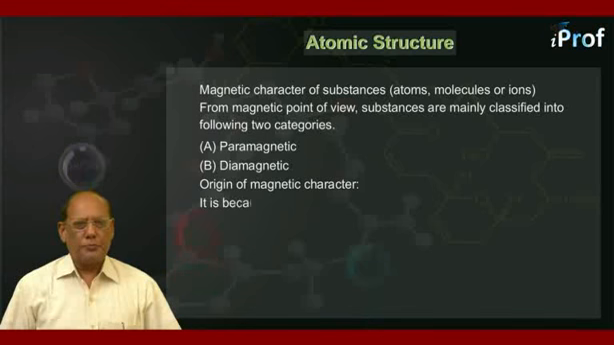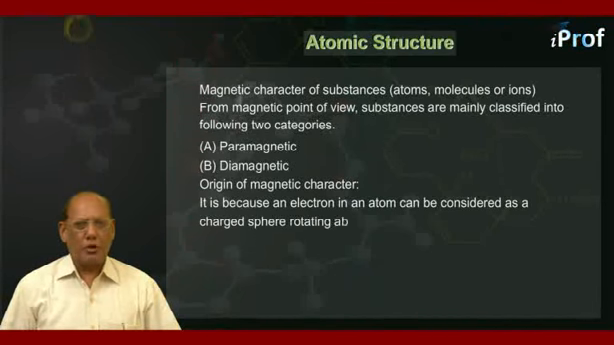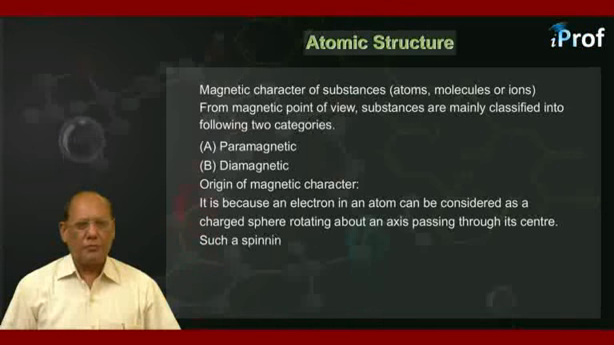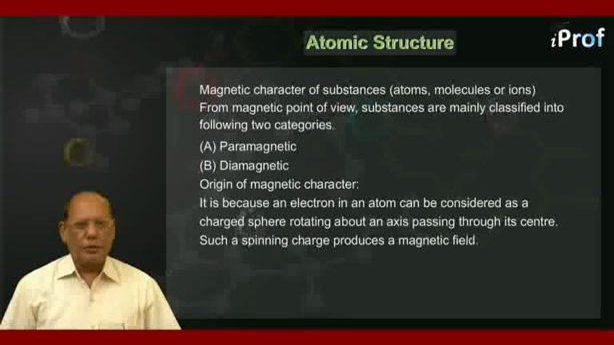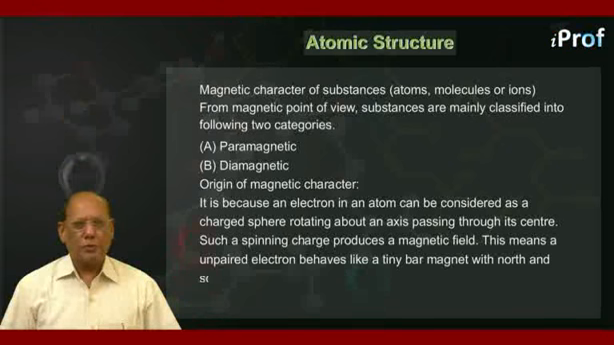It is because an electron in an atom can be considered as a charged sphere rotating about an axis passing through its center. Such a spinning charge produces a magnetic field. This means an unpaired electron behaves like a tiny bar magnet with north and south magnetic poles.